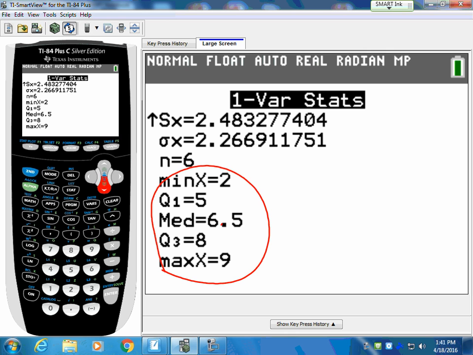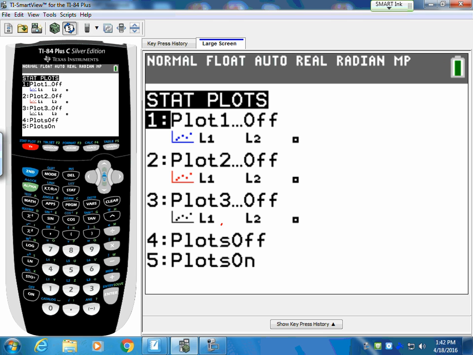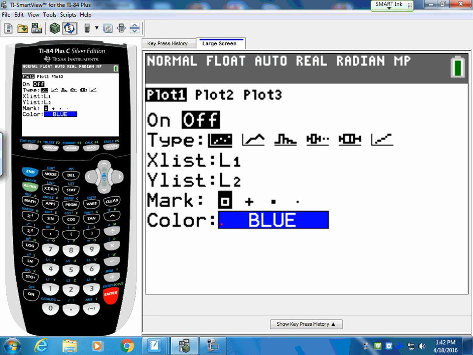Now, if you need to make a distribution, to make any distributions, we need one other function that we can go into, and that would be our second y equals to get into the stat plot. So you want to turn the plot on and pick the type of plot that you're wanting to work with, whether it's a scatter plot or histogram.